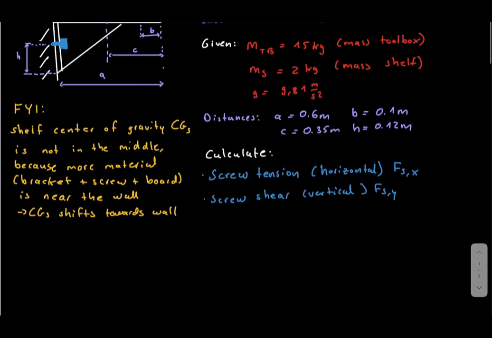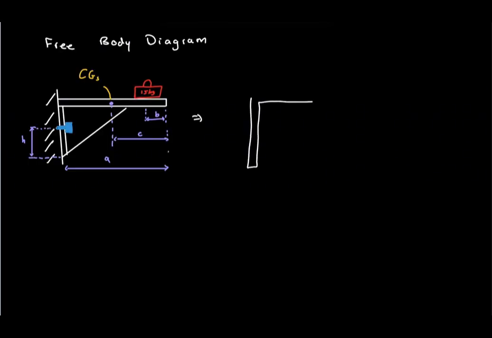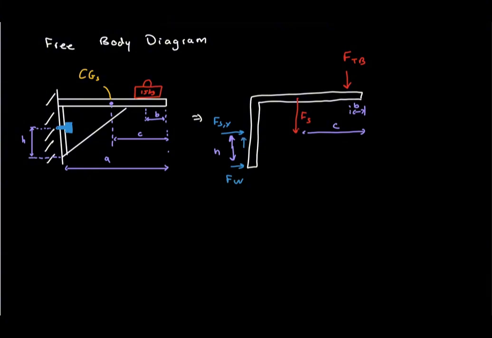Now we draw the free body diagram. The toolbox weight acts downward. We call it FTB. The shelf weight also acts downward. We call it FS. At the lower wall contact, we have the wall reaction FW. At the screw, we have a horizontal screw force FSX and a vertical screw force FSY.